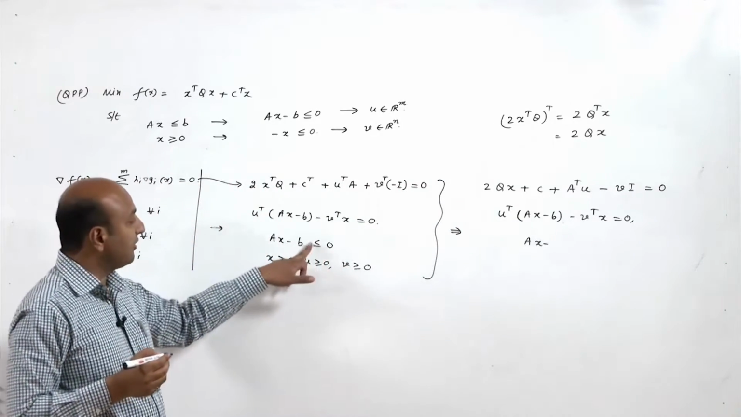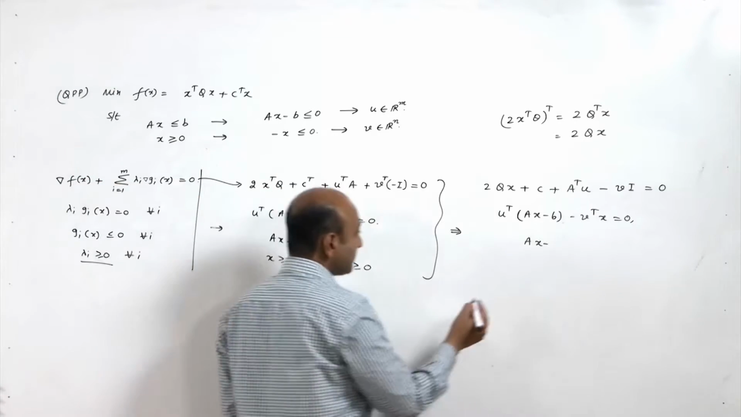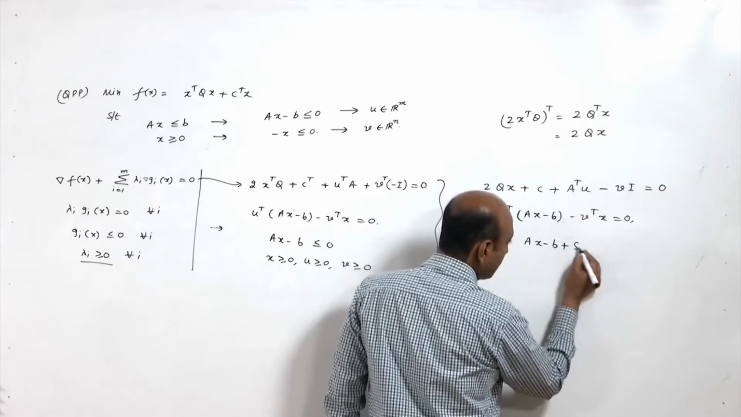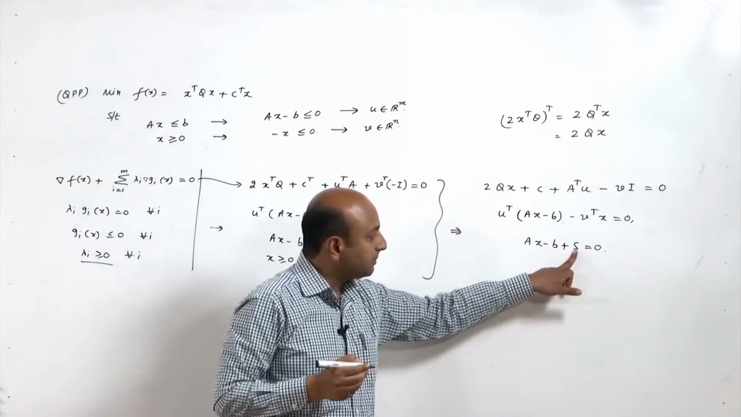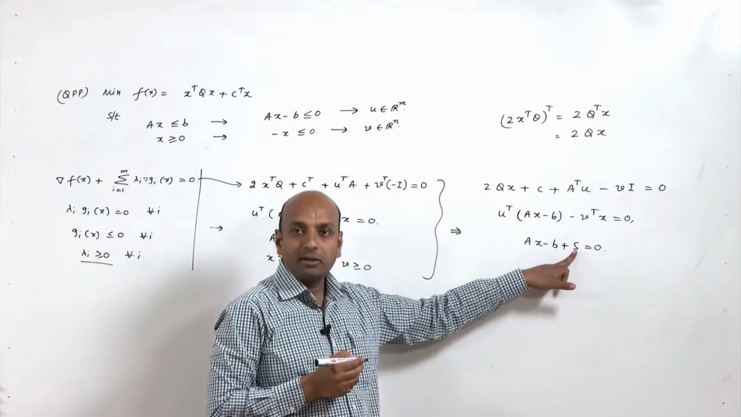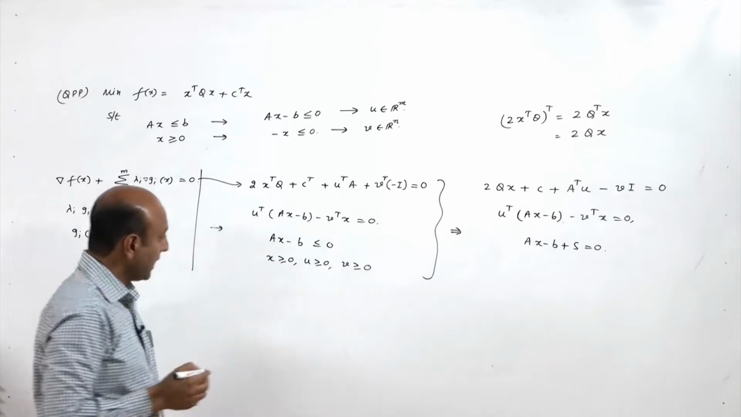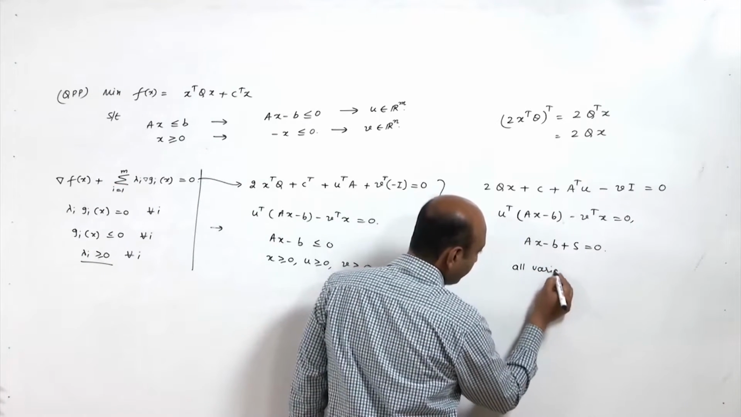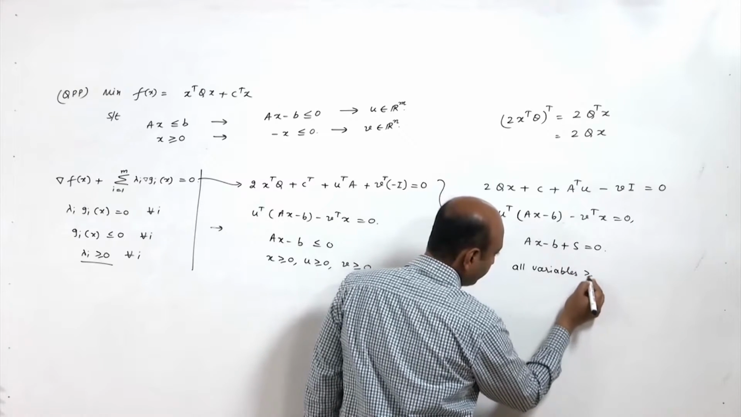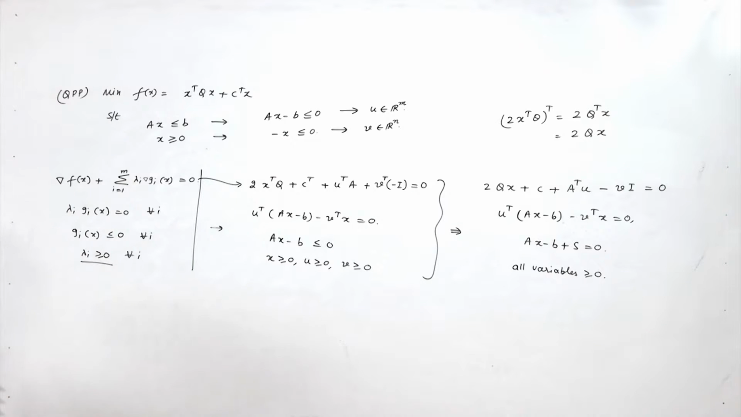So, you can add one variable here to make it an equation. So, Ax minus b plus s equal to 0. We are adding a slack variable, we call it a slack variable, to make it an equation, and all the involved variables are non-negative.